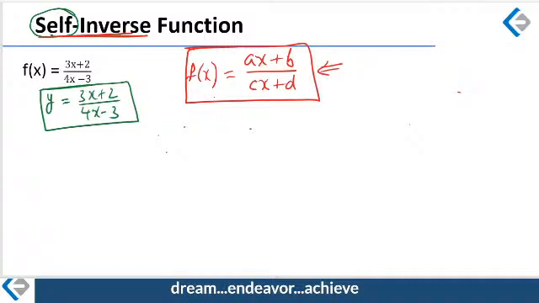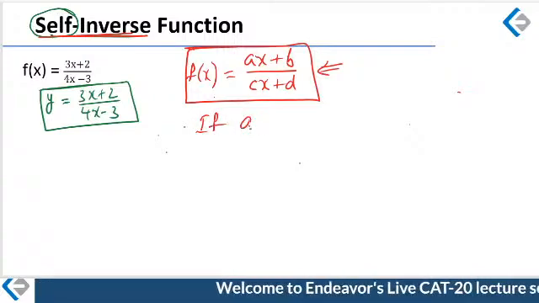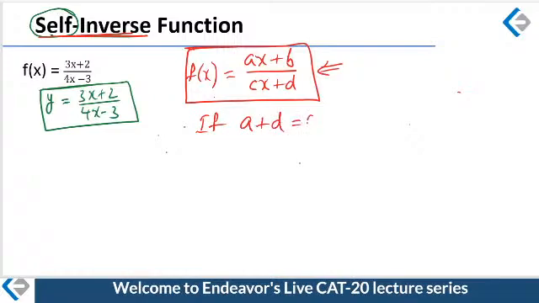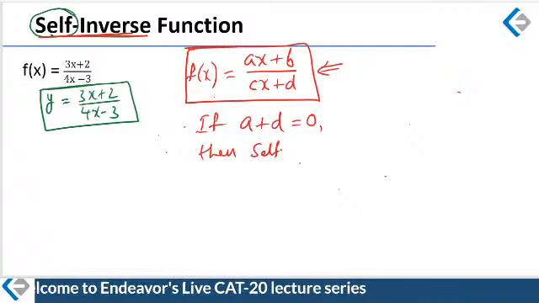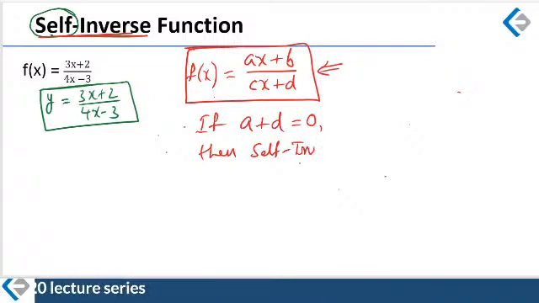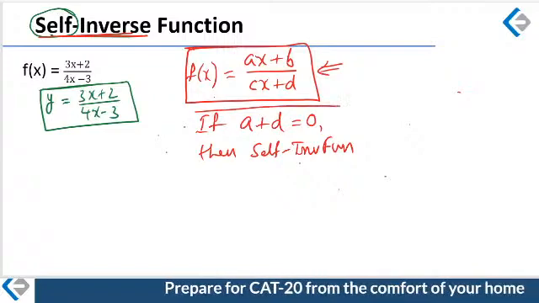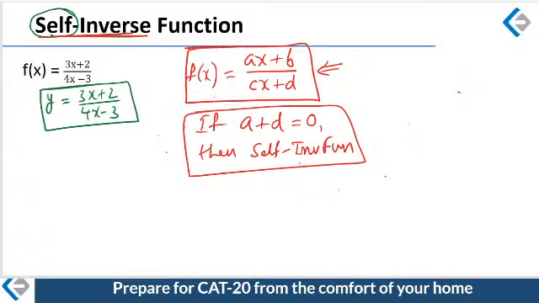F of x is (ax plus b) divided by (cx plus d). If this is the shape of the function, if you notice a plus d is equal to 0, then it becomes a self-inverse function. Then there is no choice but for it to become a self-inverse function. Now this is the condition. What is the condition? If a plus d is equal to 0, it becomes a self-inverse function.